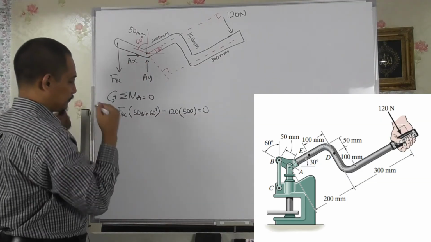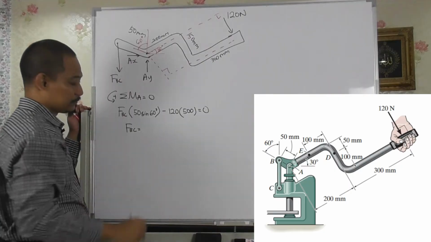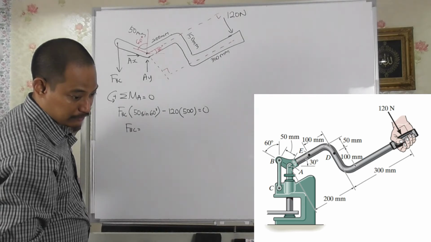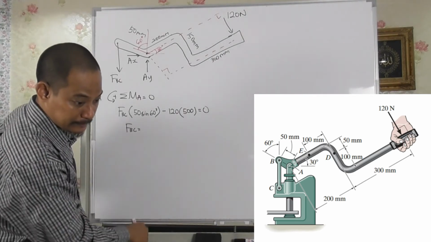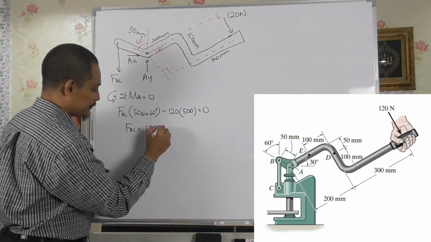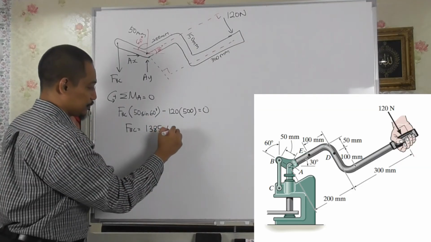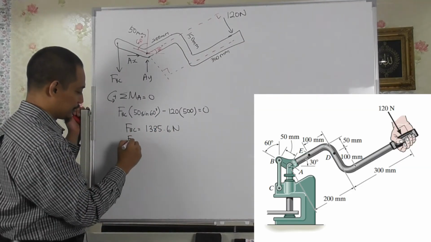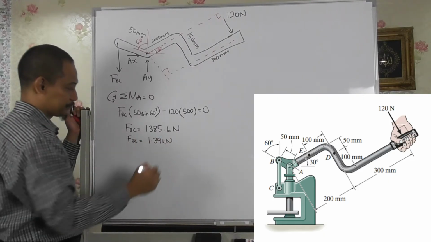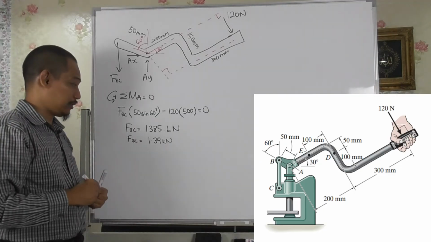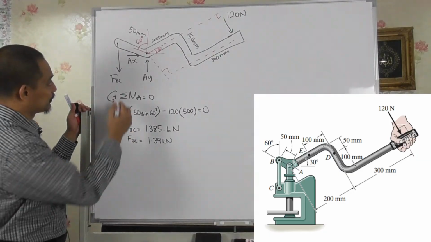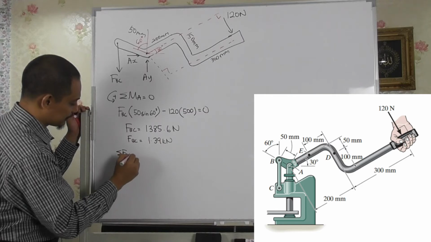So with this one, you can calculate FBC equal to 120 times 500 divided by this one, you get 1385 Newton, or if you want to simplify in kilonewton, FBC equal to 1.39 kilonewton, right? That is simplified to three significant figures. Okay, having solved for this one, you can solve using summation of Fx equal to 0.